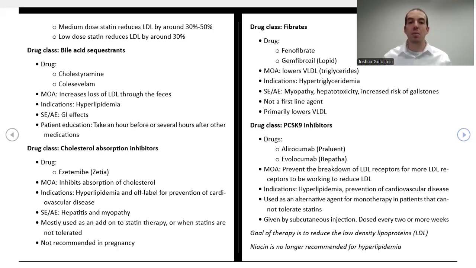And finally, the last note I'm going to make is that niacin is a drug that's in some of the older textbooks for hyperlipidemia. However, it is not in the current guidelines. I wouldn't expect that to be on the NCLEX.